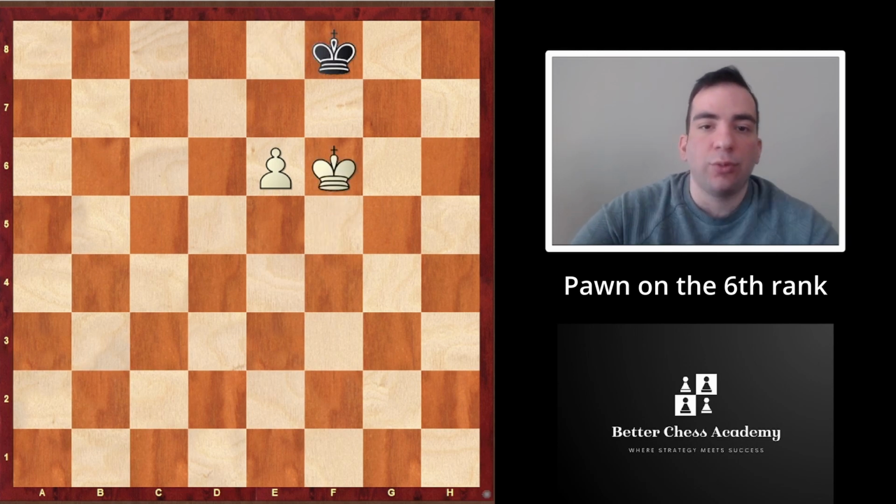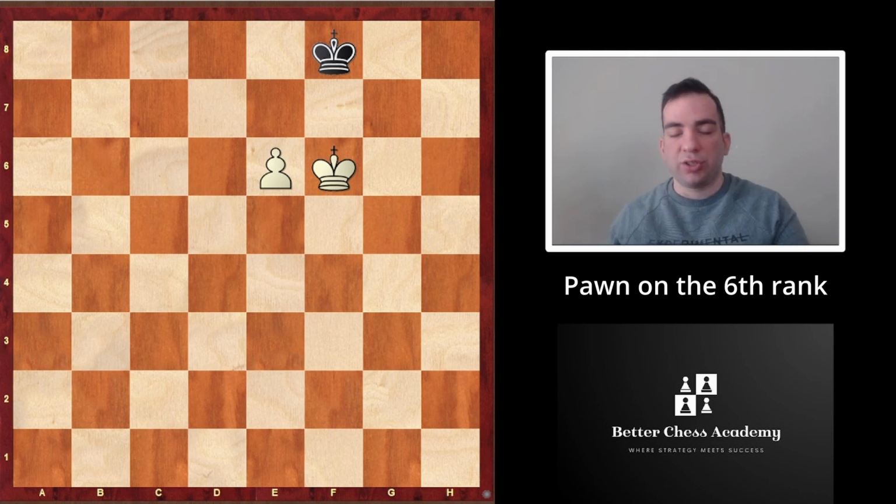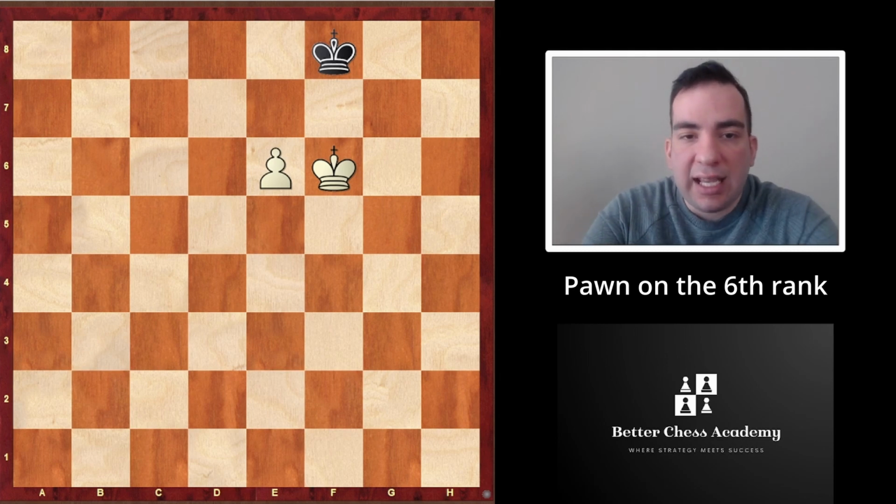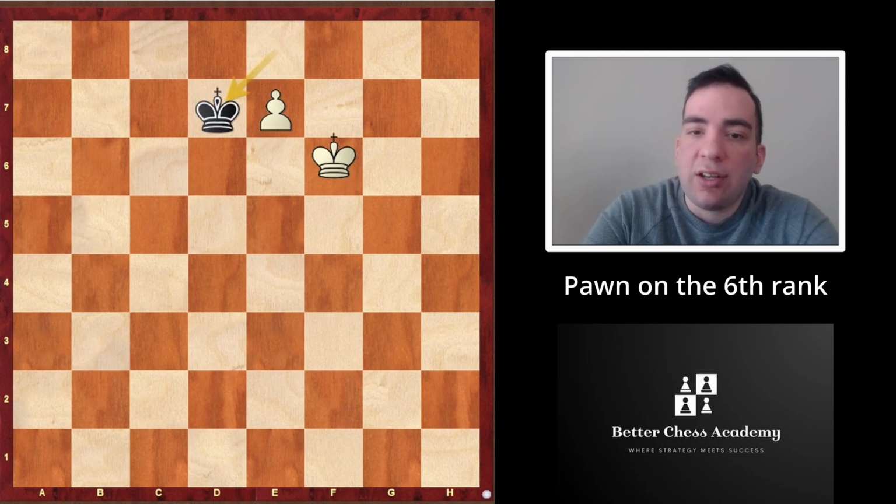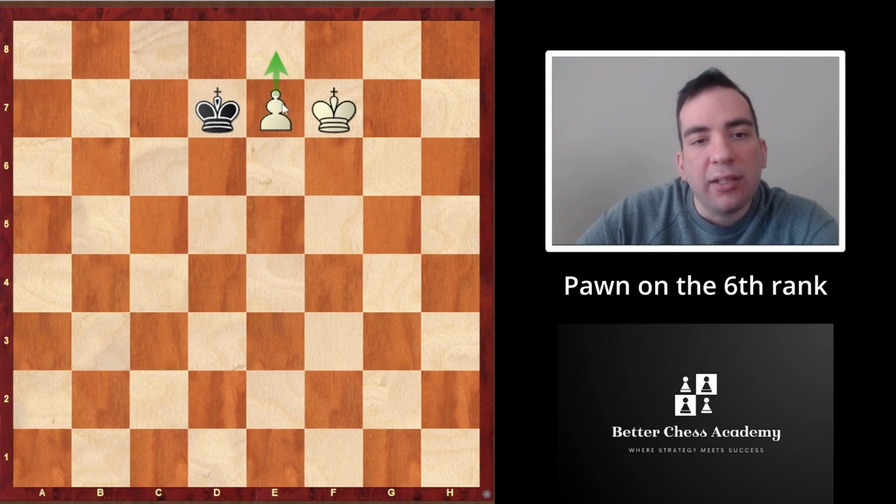However, if it's black to move, that means that white has the opposition. So black plays king e8 and after e7, king d7, white has the move king on f7. He supports the pawn and the pawn can queen.